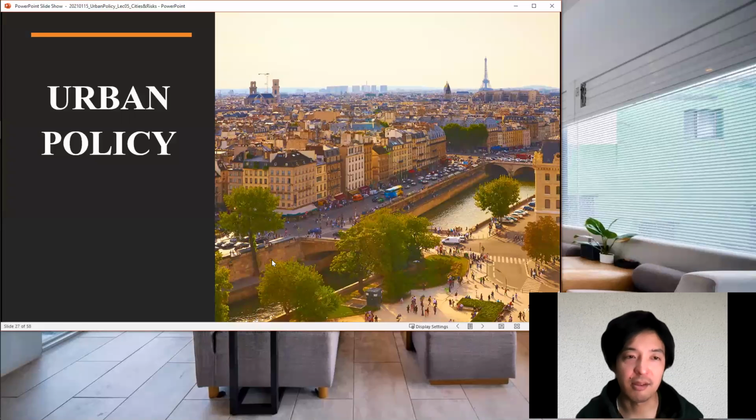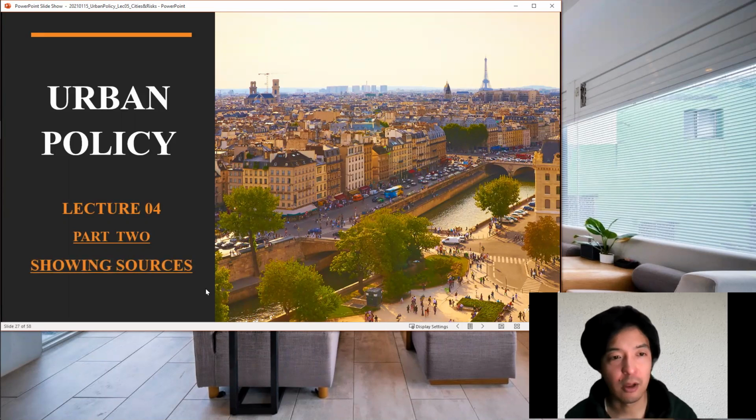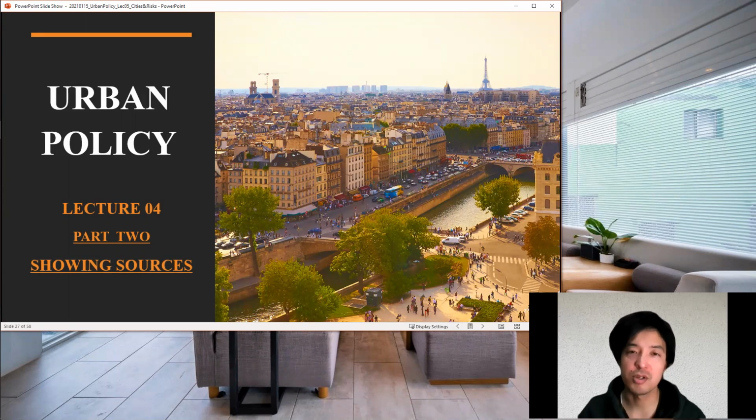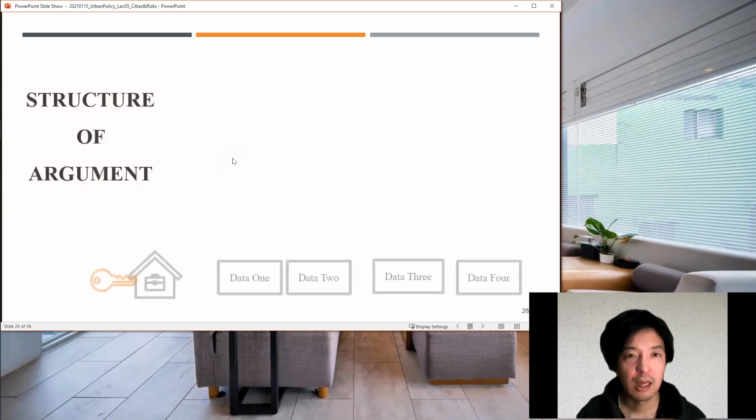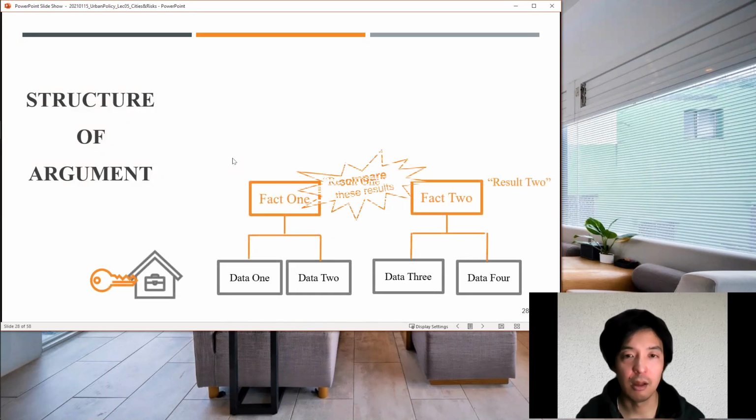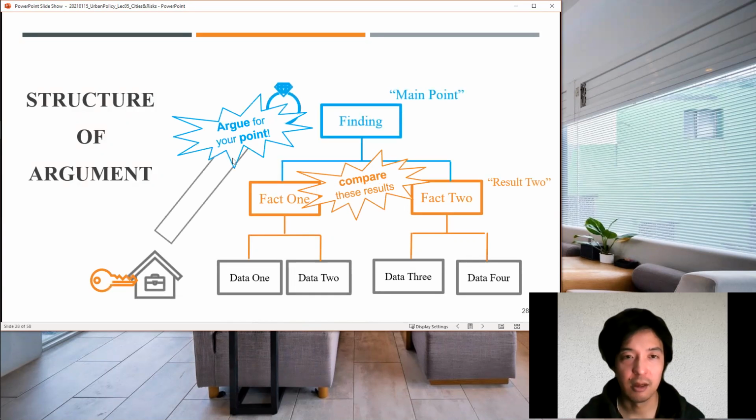Right. Let's look at part two. In this part, we'll learn how to show sources in your research papers. Okay, look at the structure of argument. This is what we learned last week.